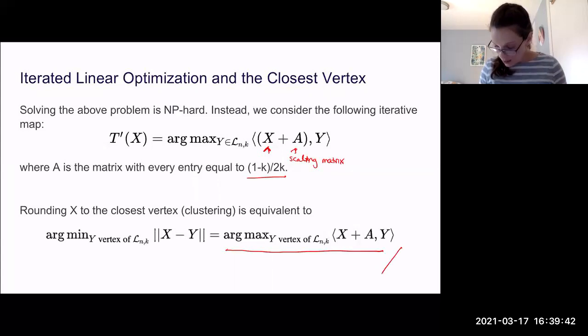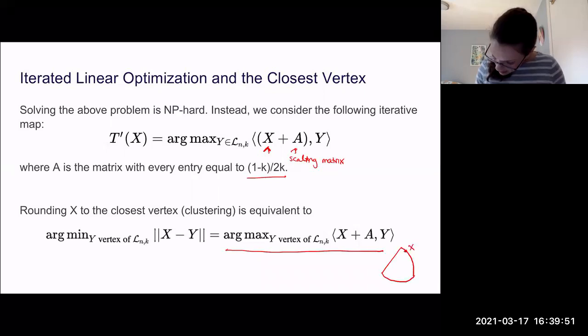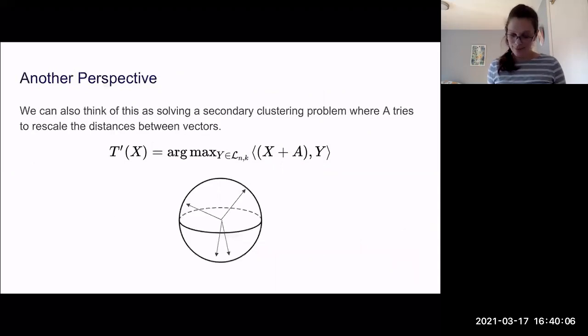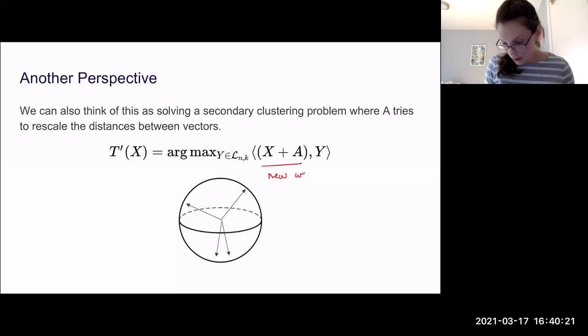So this is supposed to be the puffy version, and you maybe landed here, and what you would ideally want to say is that this is the closest vertex, so this is the closest clustering that I look like. And going back to the original motivation, this is the same as saying I'm solving that secondary clustering problem where I've put new weights based on those distances between vectors.